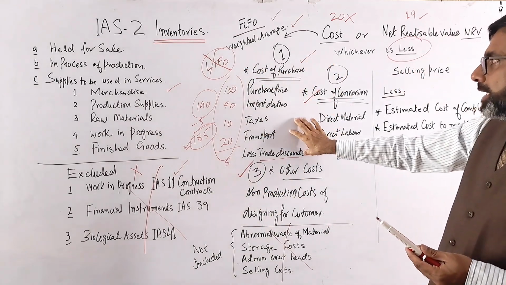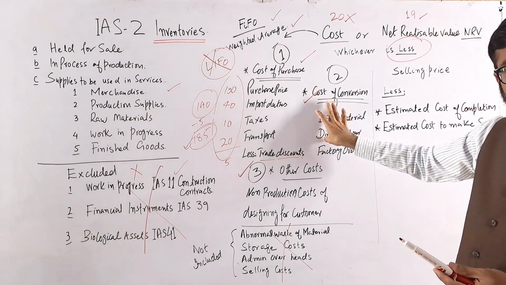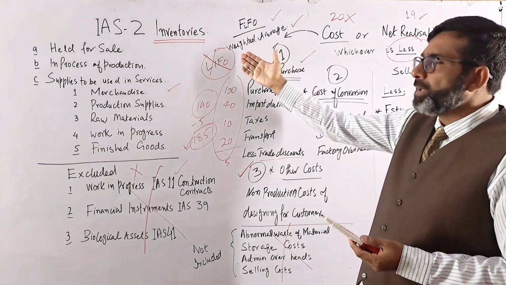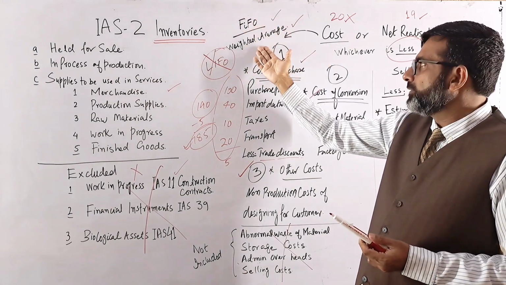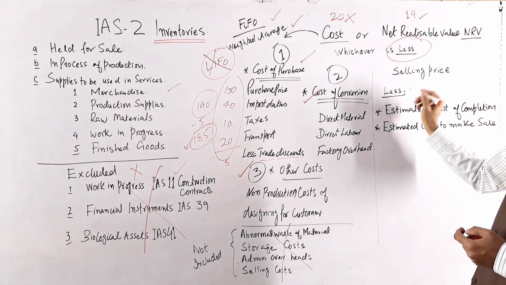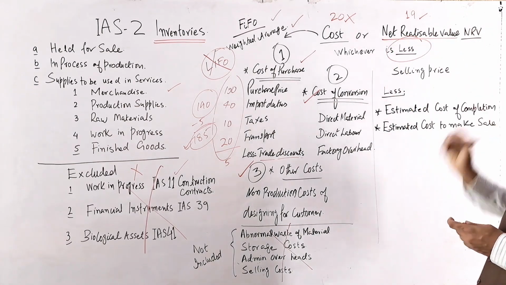Now the cost is there: how it is calculated, what is included, what is not included, what should be excluded, and what is the method to be used for the first in, first out and the weighted average. We will do it in complete detail. The next thing that we have is the concept of the net realizable value.